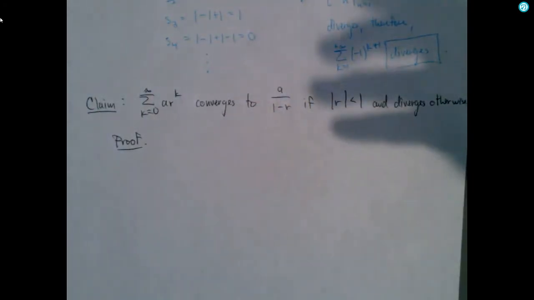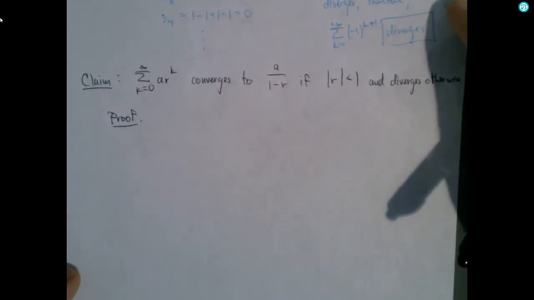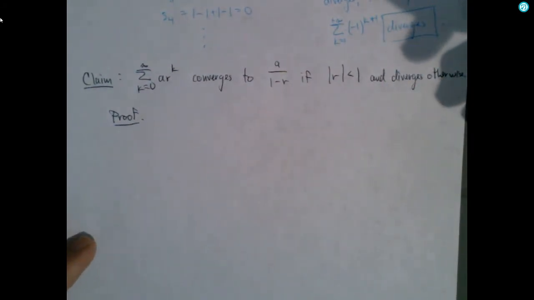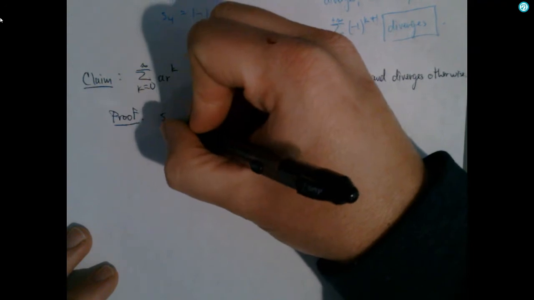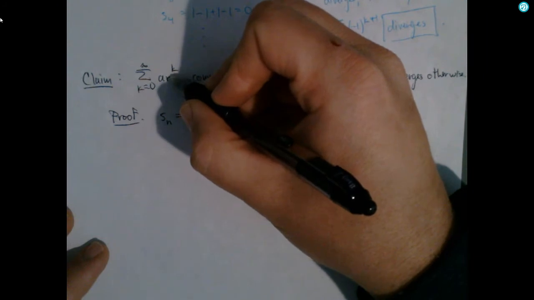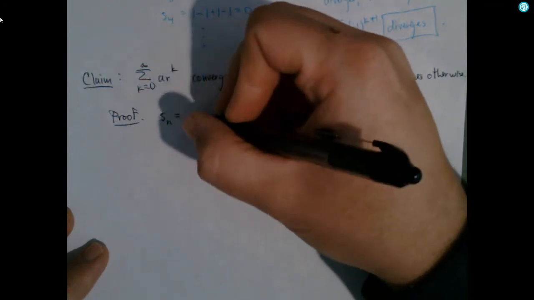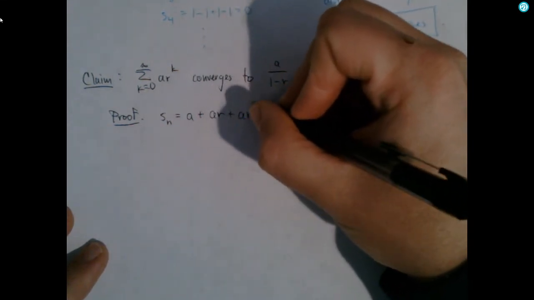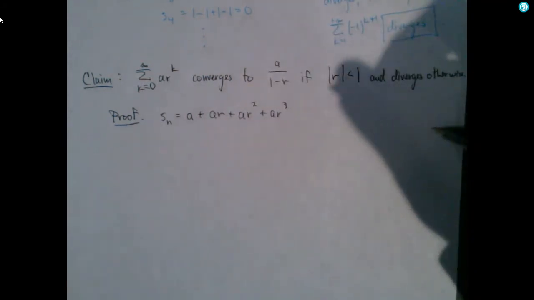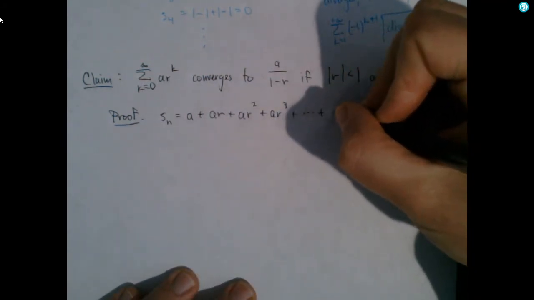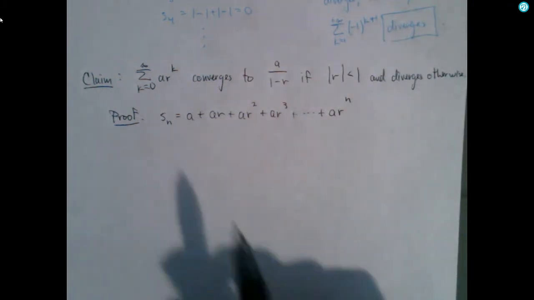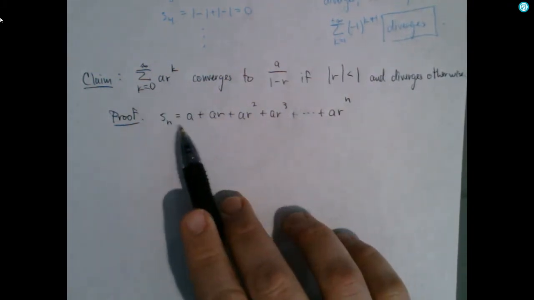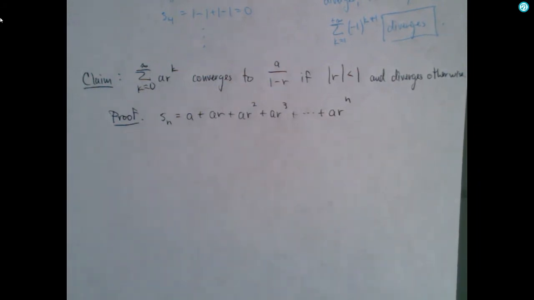So to prove it, again, we would look at a sequence of partial sums. And so in particular, let's look at the nth partial sum, S sub n. If we plug in 0, then r to the 0 is just 1. So this is a plus a times r to the first power plus a times r squared plus a times r cubed, and so forth until we get up to the nth term. We're not adding up all the terms of the series. We're only going to add up the first n terms, because it's the nth partial sum.